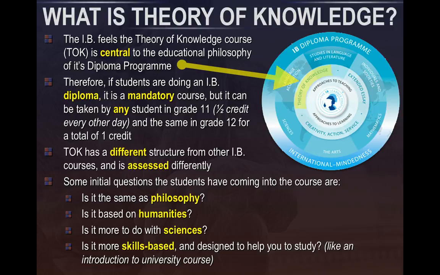Right now, the program is a half credit grade 11 and a half credit in grade 12 for a total of 1 credit. Now, theory of knowledge has a different structure from other IB courses and as a result is assessed differently. When students first start the course, the initial question that most of them have is, is this a philosophy course? Is it a humanities course? Is it more to do with something in the sciences?